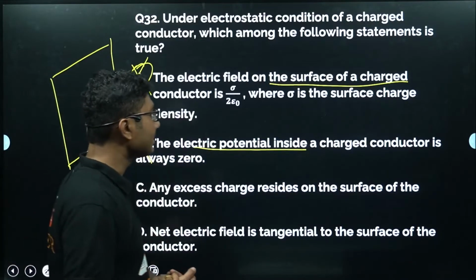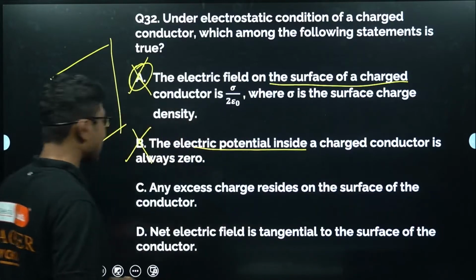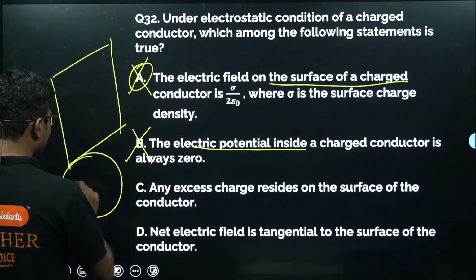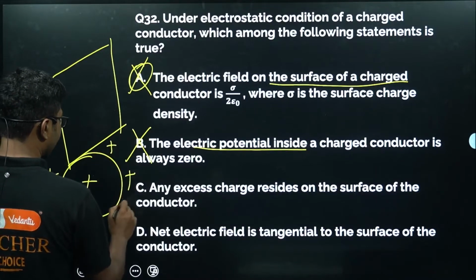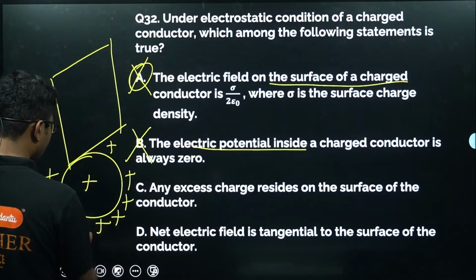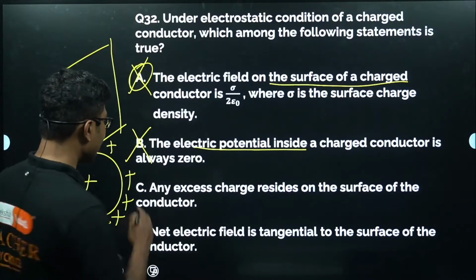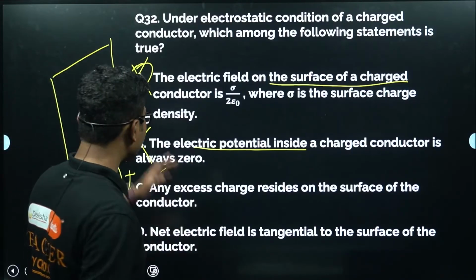Any excess charge resides on the surface of the conductor. As I already discussed, if you give any charge to a conductor, the charges will always float to the surface, as if they are floating on water. So this is a correct statement.